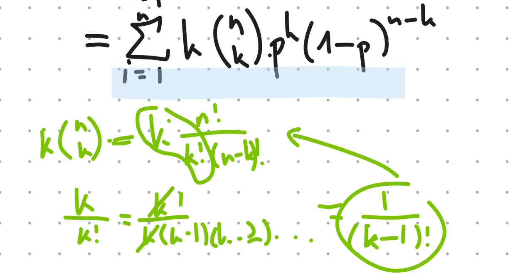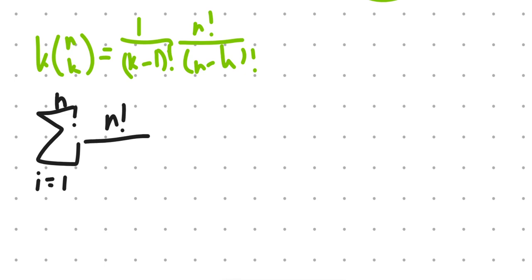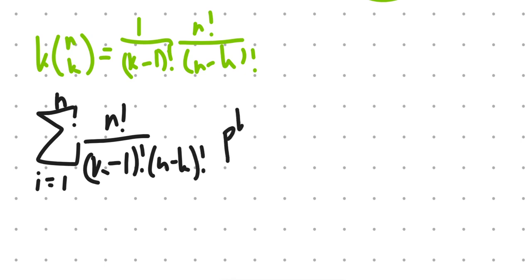Now we're going to put this in again. Since it's messy, I'm going to make a new page. And we get this formula. So we can plug this whole equation inside again. So it's the sum where i goes from 1 to n of n factorial divided by k minus 1 factorial times n minus k factorial times p to the k times 1 minus p to the n minus k.